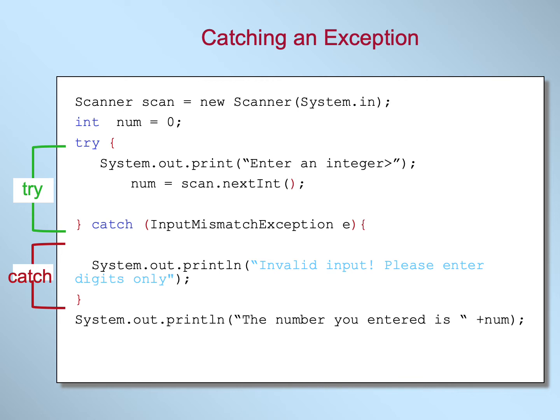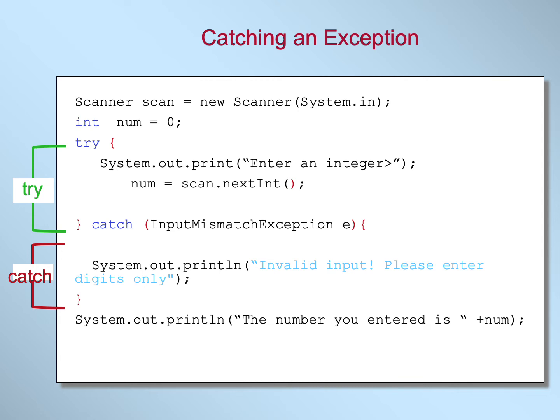Catching an exception. Let's look at this example. So we have Scanner scan equal to new Scanner(System.in), and then we have our try and catch block. Inside our try, we have System.out.print, enter an integer. We would expect the user to enter a number. But if the user enters a string, then it will be caught inside our catch block, where we have catch, and then the type of exception that we expect, which is InputMismatchException, and then we have a variable called e. So you can call it anything that you want.